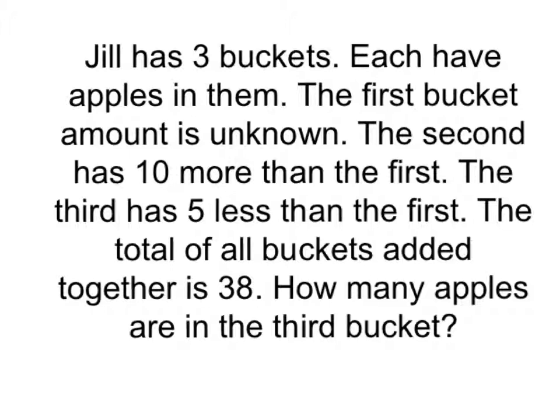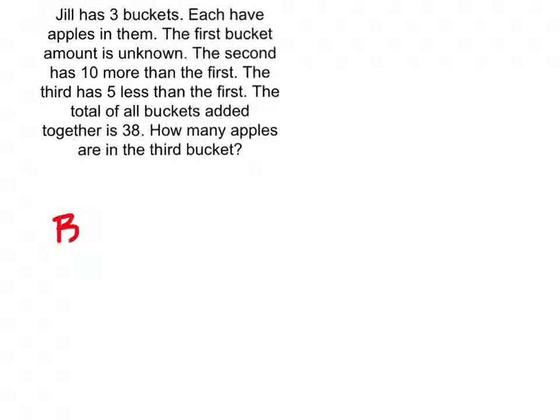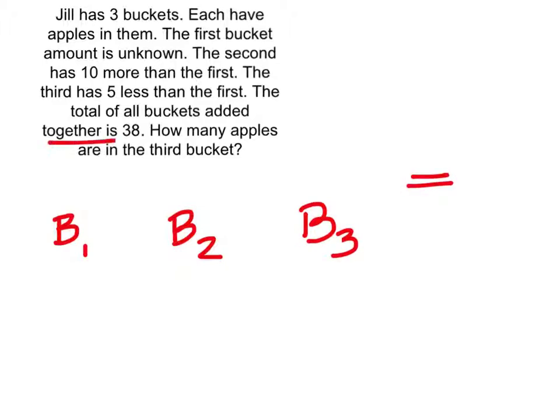Jill has 3 buckets. Each bucket has apples in it. The first bucket amount is unknown. So once I reach this point in the problem where it says something is unknown, what do I make that? X. So how many buckets do we have? 3. So we'll go bucket 1, bucket 2, and bucket 3. And all of them added together, if you look at the bottom of the problem, is 38. So we know that the first bucket is unknown. We put an X there.